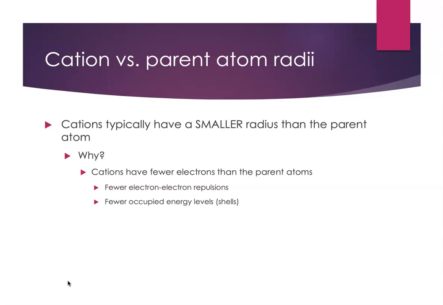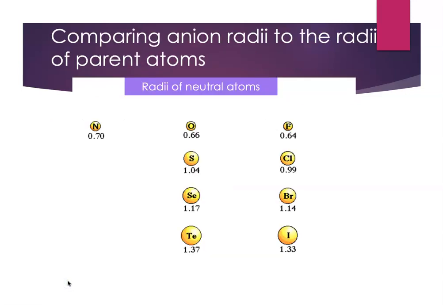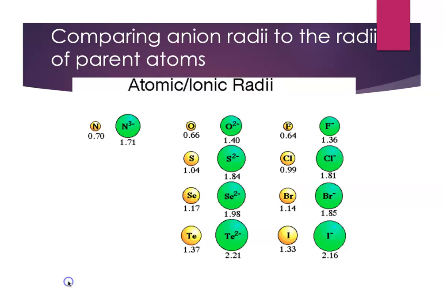Now let's go on and look at anions. All right, so here are some neutral nonmetals. They're in yellow. They're the neutral atoms, and we can see their radii. And let's look at the anions. Wow, the green ones, they're quite a bit bigger, right? Sometimes more than twice as big. It varies, but it's substantially larger, those anions.